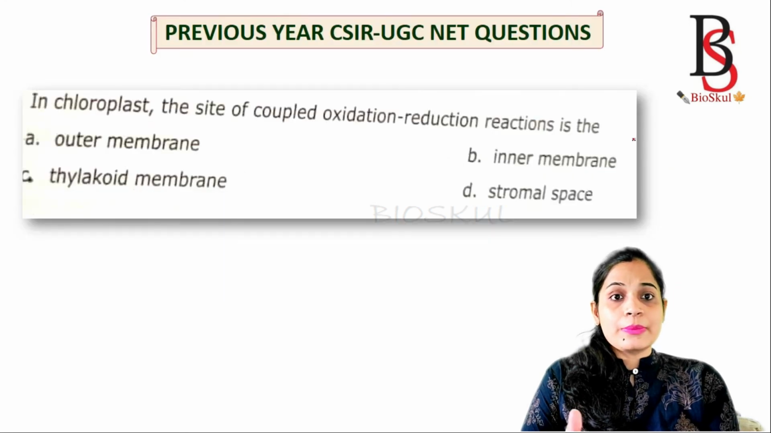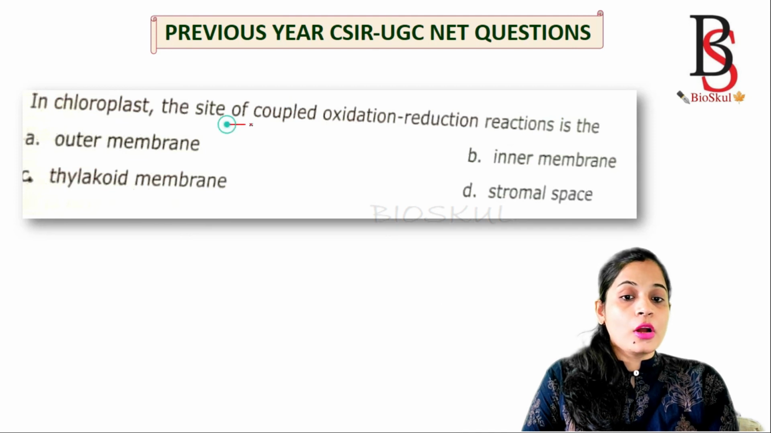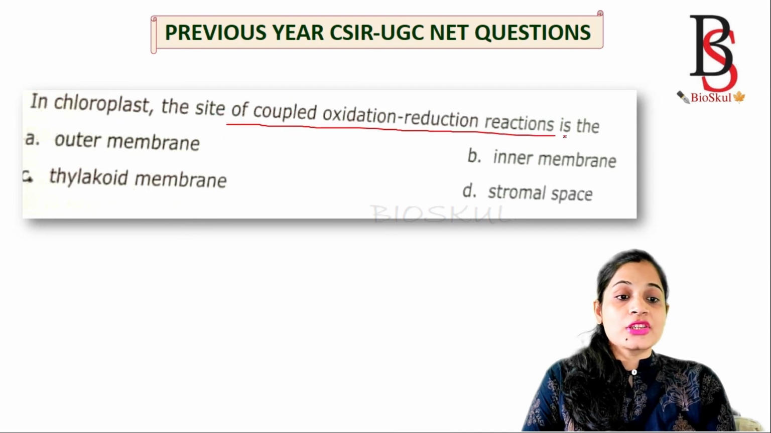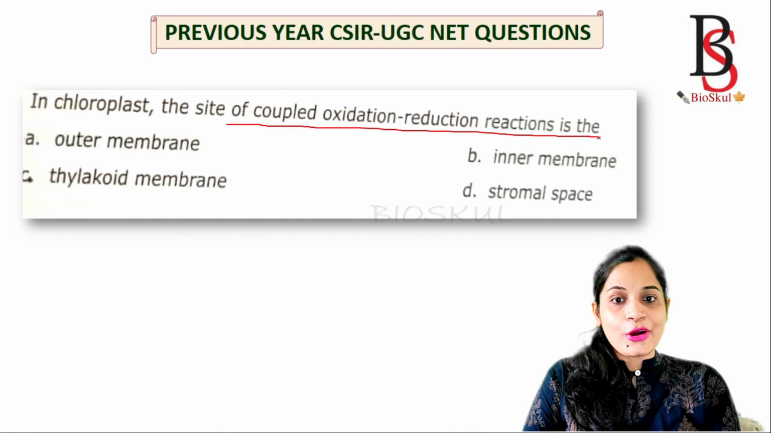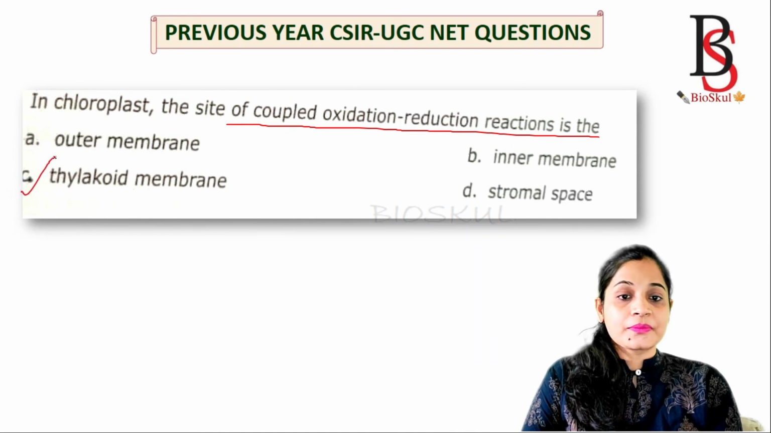This is the previous year question. The question is, in chloroplast, the site of coupled oxidation reduction reaction is the thylakoid membrane. So the correct answer is option C.